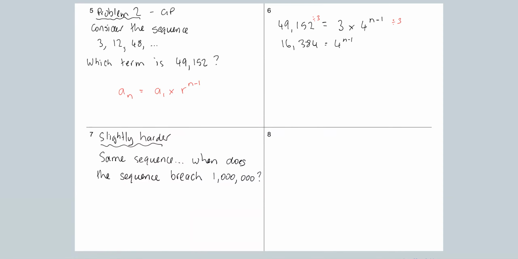So we can say that the power, not n, but the power, which is n minus 1, must be equal to 7. Okay, and just for the notes, which I'll give you as well, I'll just say this was done by trial and error then.